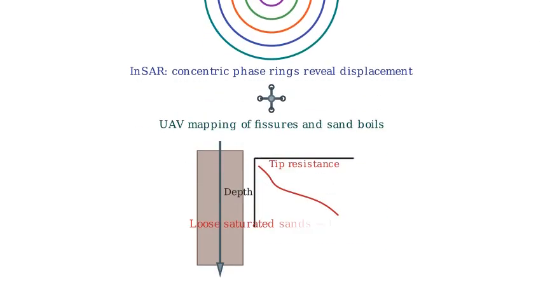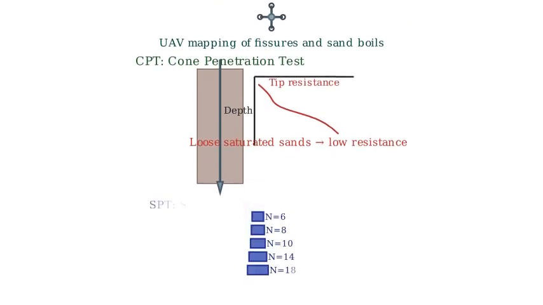A cone penetration test measures tip resistance with depth. Loose, saturated sands show low resistance and are prone to liquefy. Similarly, standard penetration blow counts correlate with resistance to liquefaction.